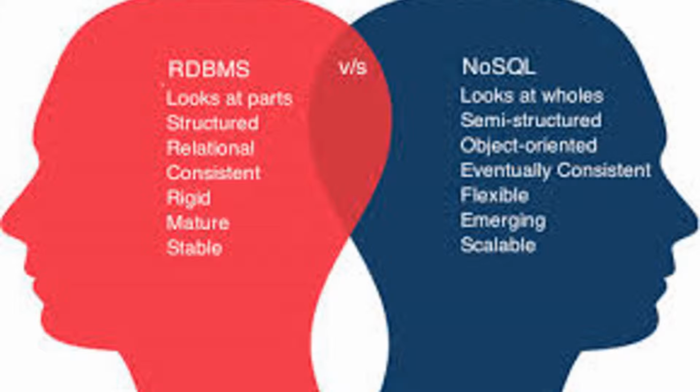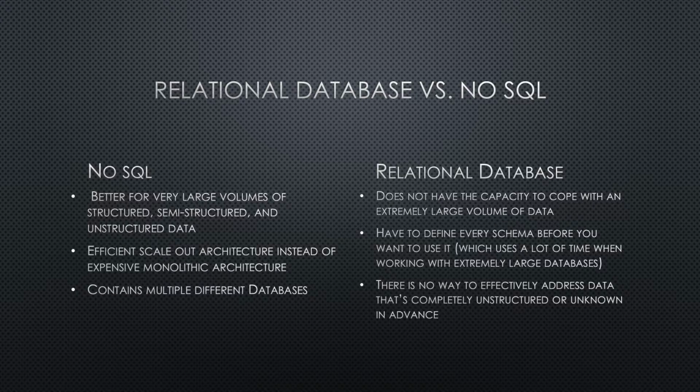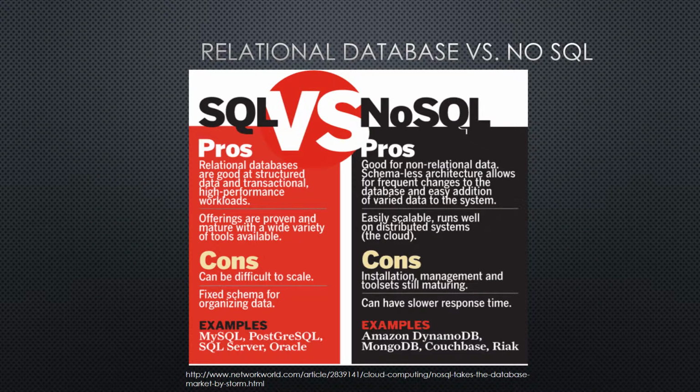Comparisons of databases. A relational database versus NoSQL. NoSQL is better for large volumes of data, whereas relational databases are more for smaller amounts of data and can only process smaller things. Here's another very good comparison of relational databases versus NoSQL databases.